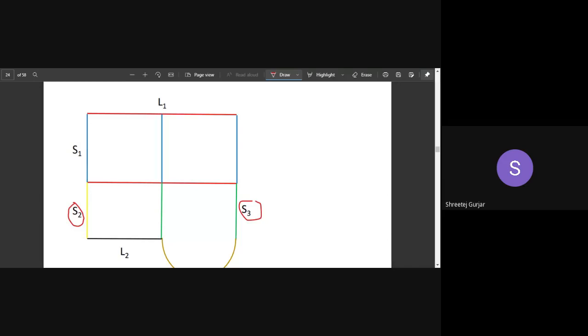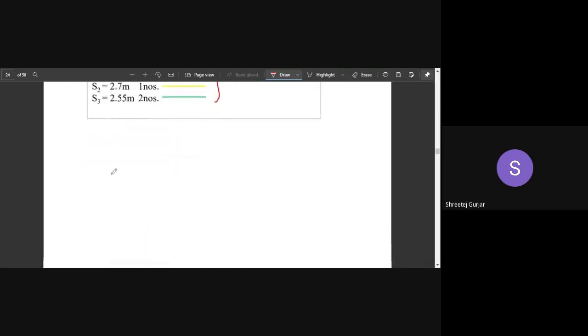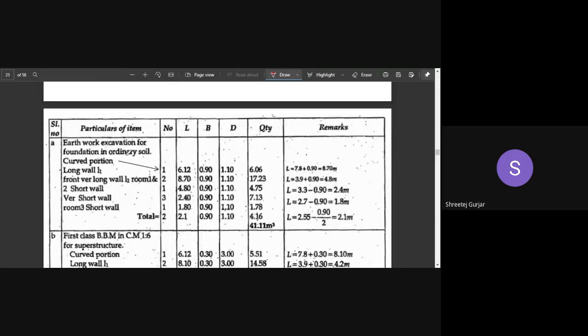So moving on to the next thing, that is your calculation part. Your first part is always earthwork in excavation, and they have told us to calculate the earthwork in excavation. So we will be calculating earthwork in excavation in ordinary soil. Different parts we will calculate differently, right?